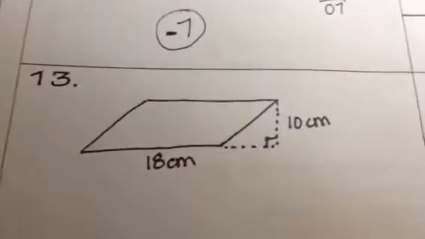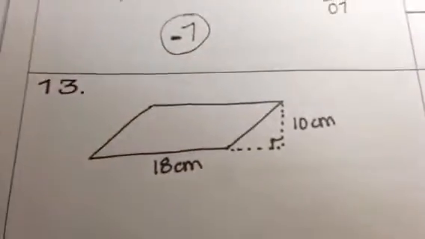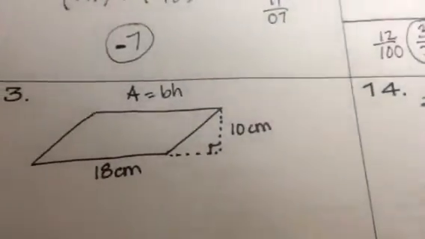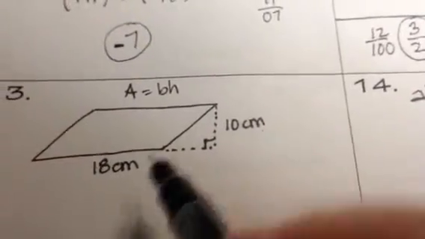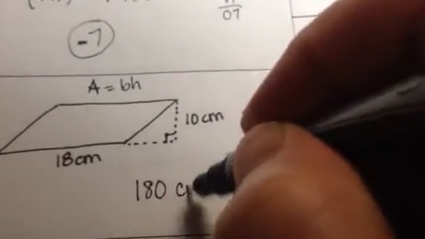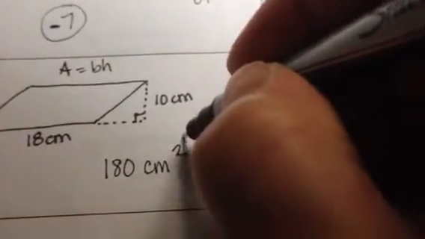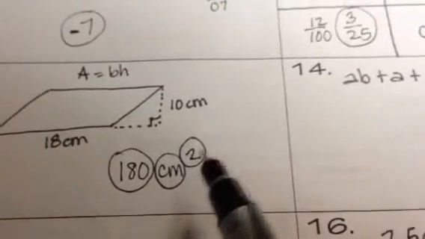All right, number 13 on the test, it asks us to find the area. How do you find the area? We just learned this. Base times height. Area equals base times height. Well, the base is 18. The height is 10. What's 18 times 10? 180. 180 what? Centimeters. 180 centimeters what? It's area, so it has to be squared. I'm looking for both of those labels and the right answer. All right, so this particular question is worth 3 points.